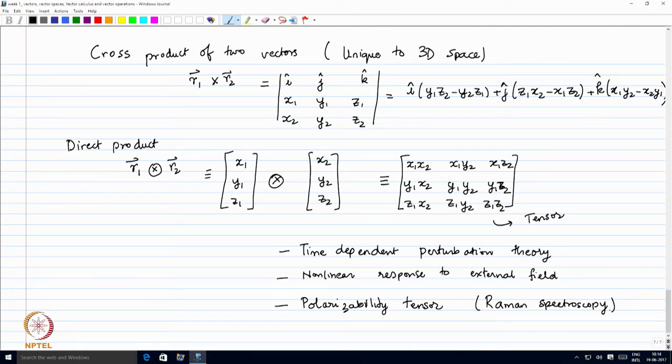So, I mean you will see tensors in advanced quantum mechanics and spectroscopy courses. Okay. But what I wanted to emphasize through this is that vector products can be defined in many different ways. Okay. There is no unique way of multiplying vectors, but you can define several different ways to multiply vectors. Okay. Now, next I want to generalize the idea of vector spaces. Okay. So, we have seen 2D and 3D vector spaces.